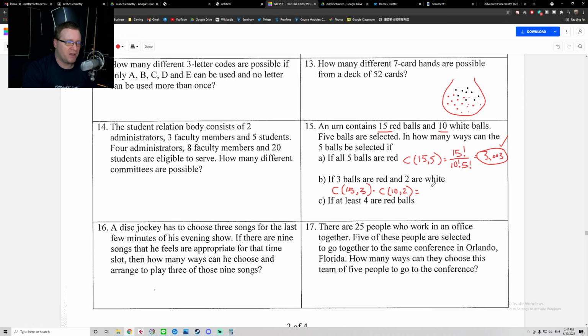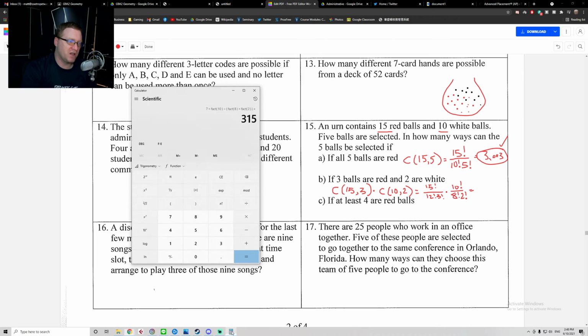So how do we do that? Well, it's going to be 15 factorial divided by 15 minus 3, which is 12 factorial, and then 3 factorial. And then we're going to multiply that by 10 factorial divided by 10 minus 2, which is 8 factorial, and 2 factorial. All right, and I'm just going to put that into the calculator now.